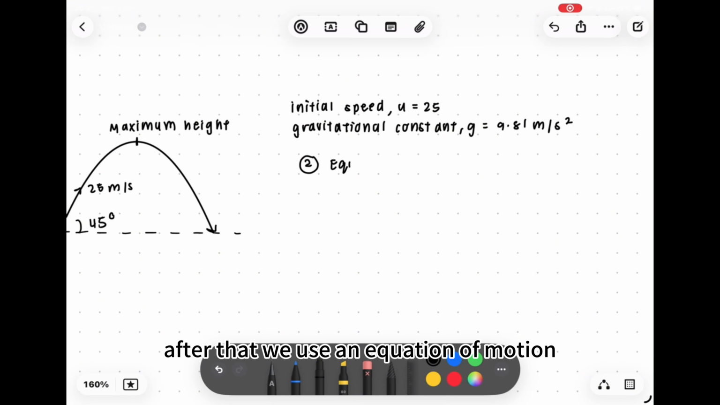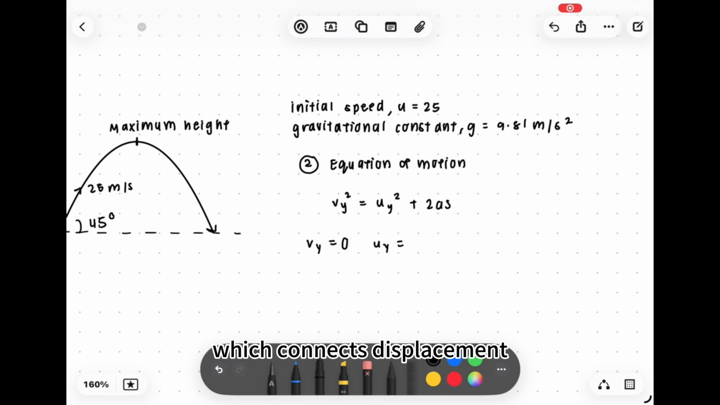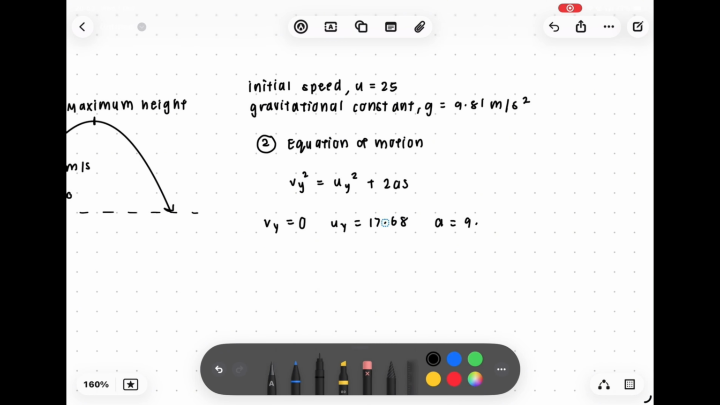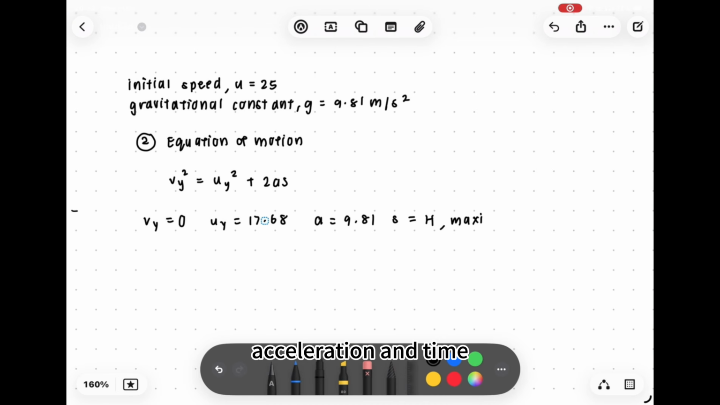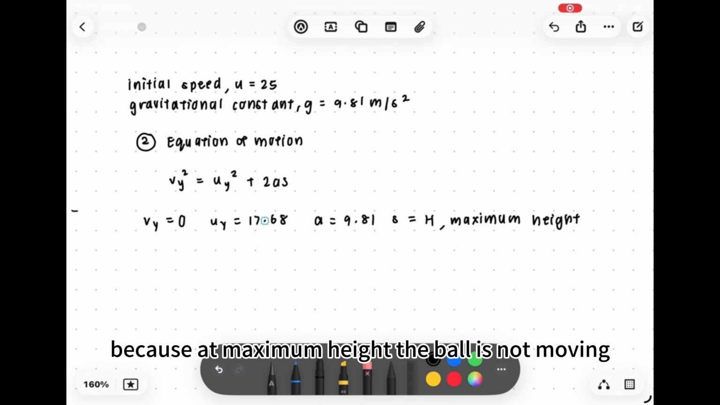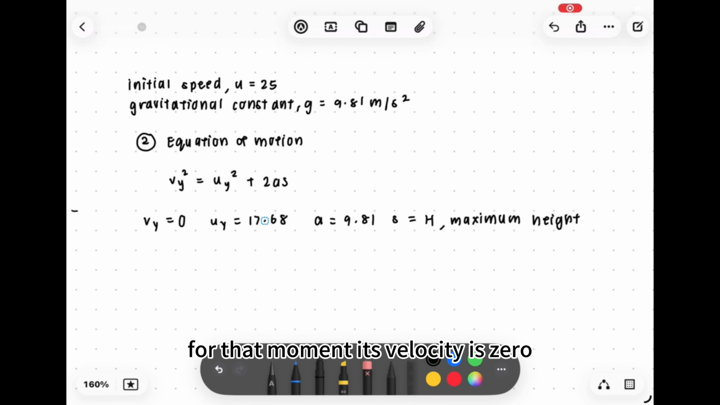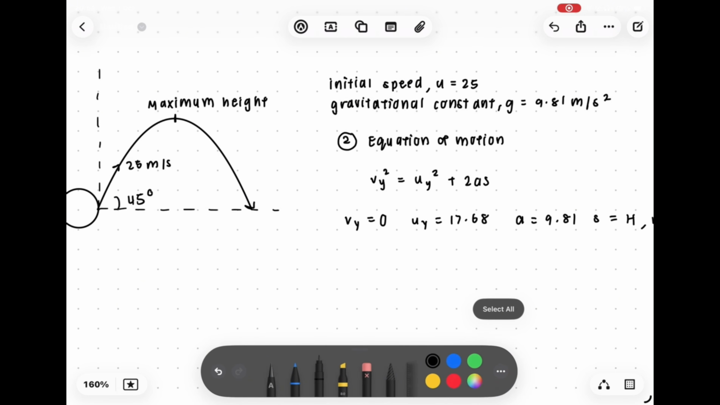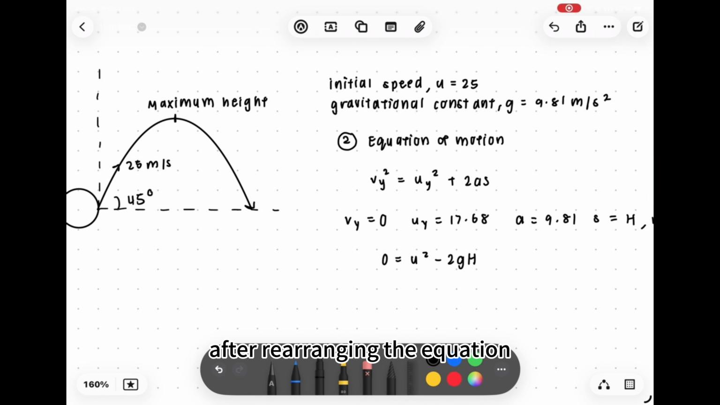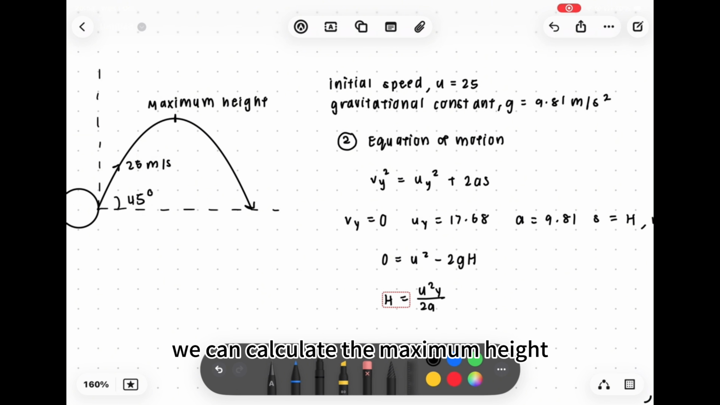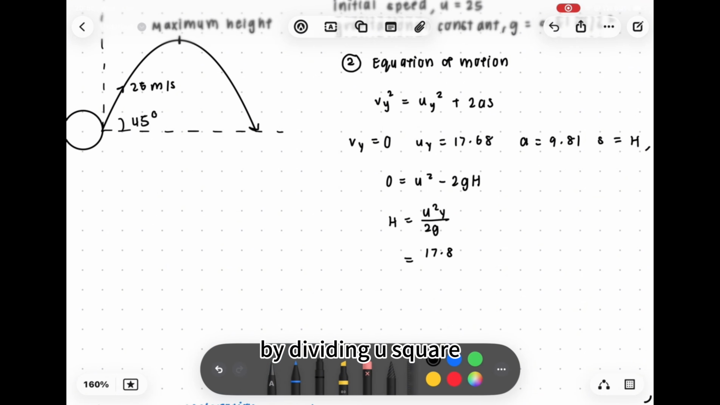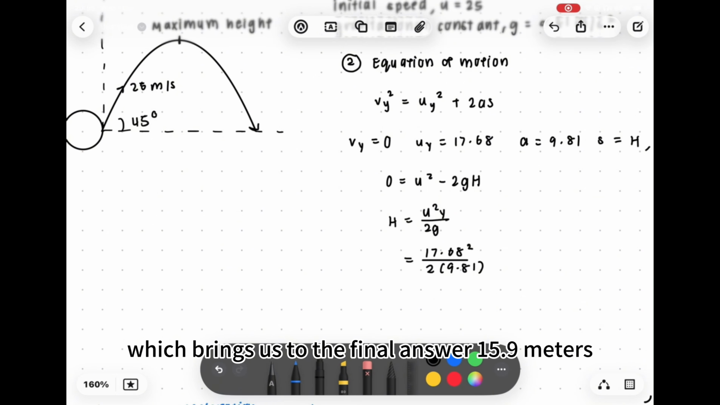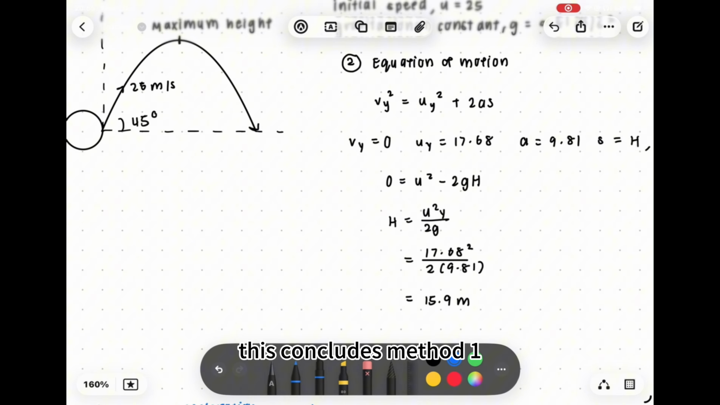After that, we use an equation of motion, also known as Suvat equation, which connects displacement, initial and final speed, acceleration, and time. Vy, the final speed, is 0 because at maximum height the ball is not moving. For that moment, its velocity is 0. After rearranging the equation, we can calculate the maximum height by dividing u squared over 2 times g, which brings us to the final answer, 15.9 meters. This concludes method 1.